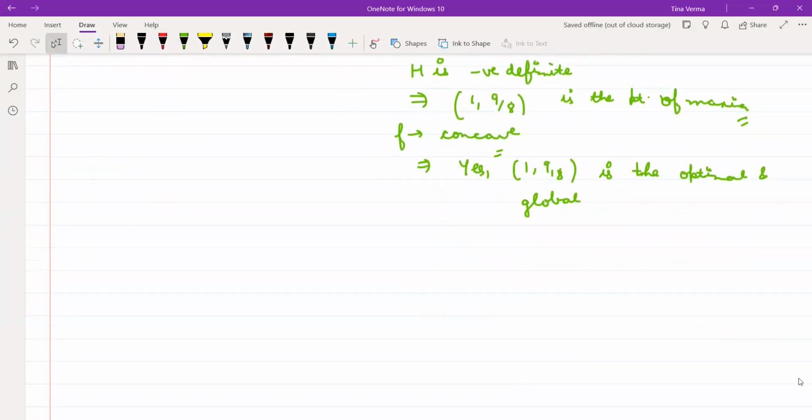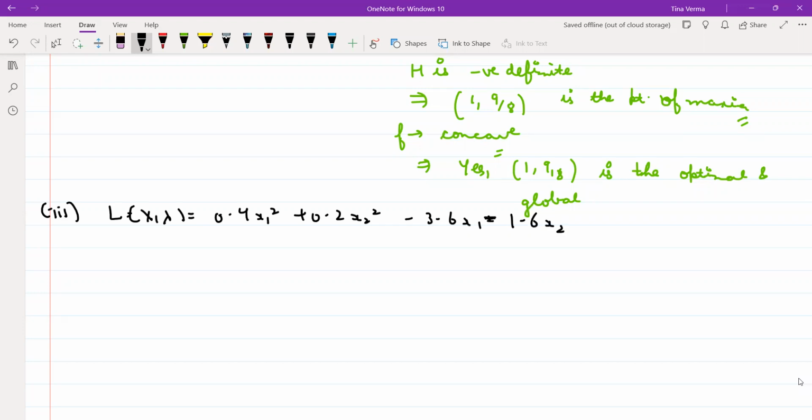So the third part was that you have to solve the NLPP by KKT condition. That I have already told you. Create your Lagrange function. So this was 0.4 x1 square plus 0.2 x2 square minus 3.6 x1 minus 1.6 x2. But whenever you have to apply KKT, first and foremost you have to check that the given function, because it was a minimization of z, should be a convex function.